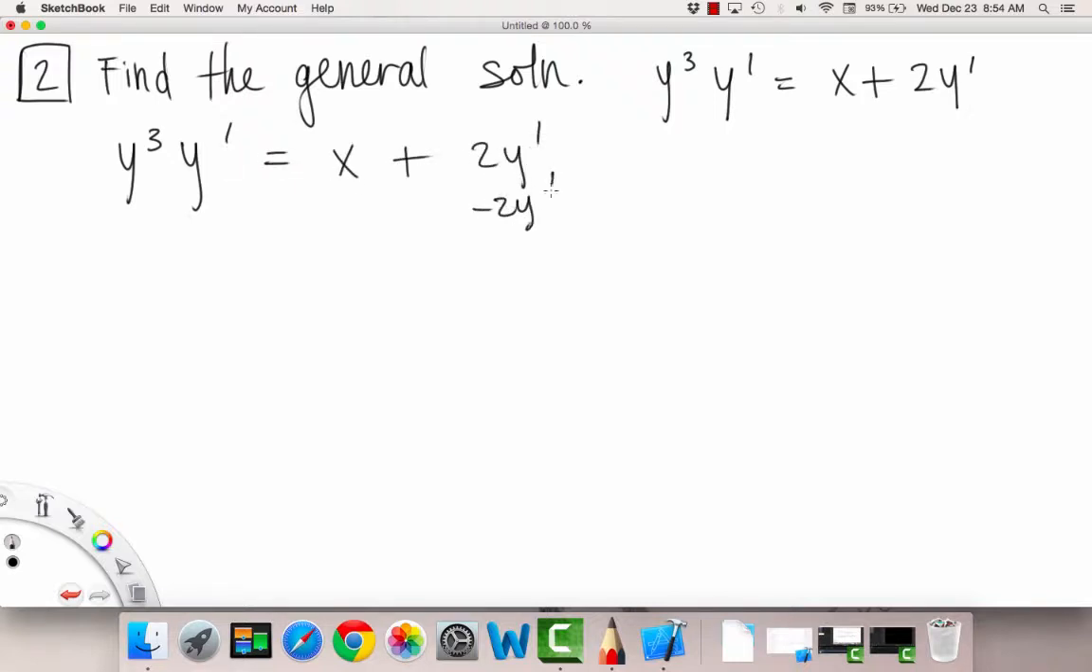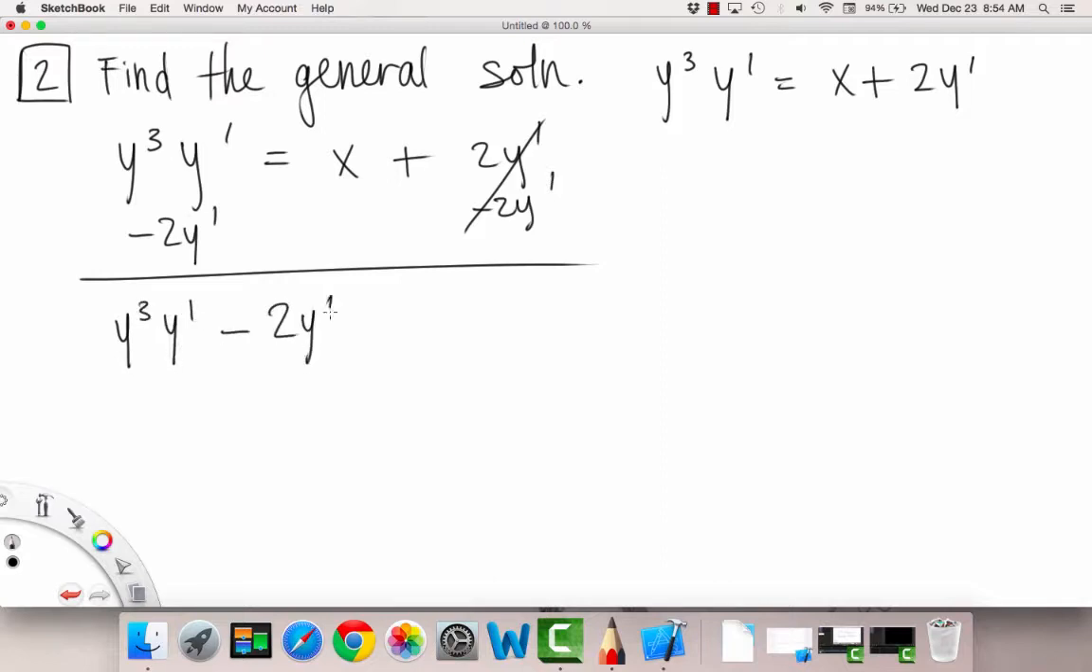So we're going to subtract this y prime over to the left side, okay? So that goes away on the right side, and we're left with y cubed times y prime minus 2 times y prime is equal to x. And now we can factor out this y prime from both of these terms. So we get y cubed minus 2 times our y prime is equal to x.